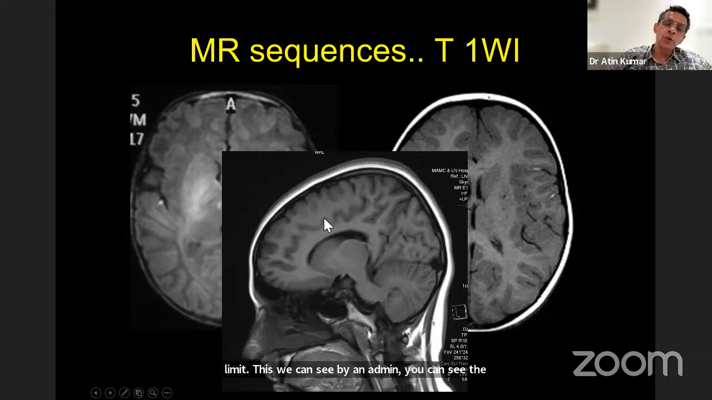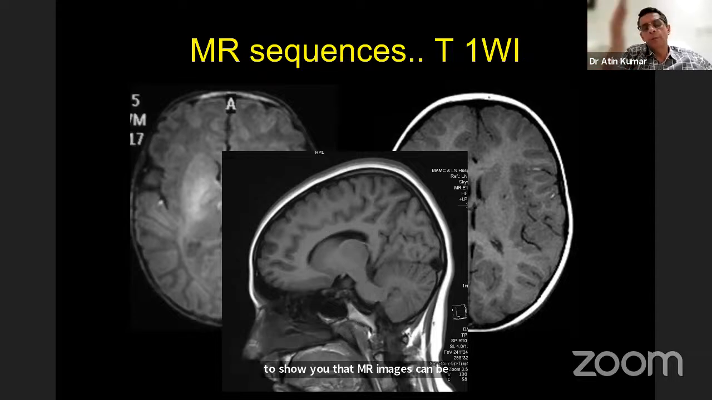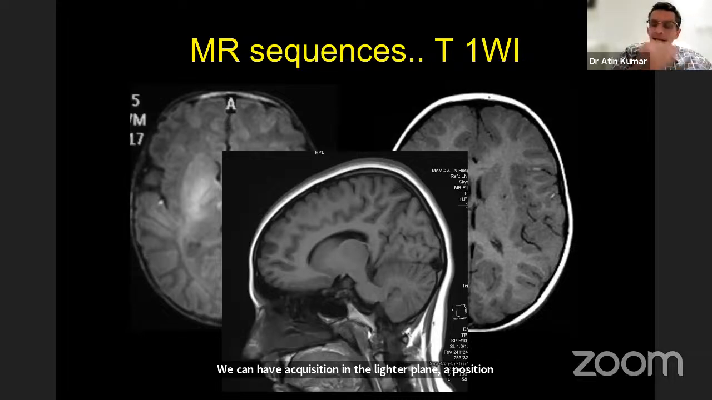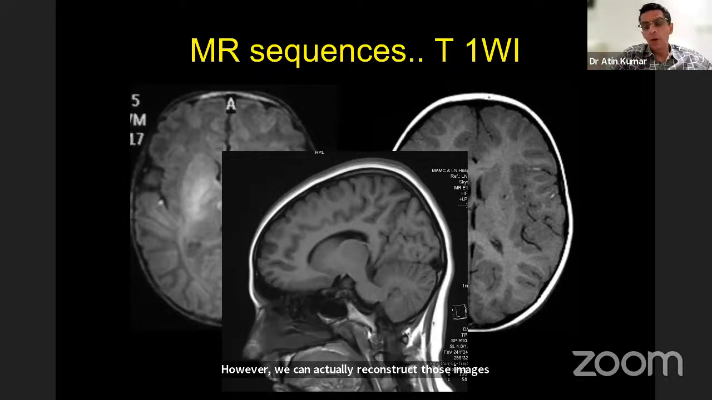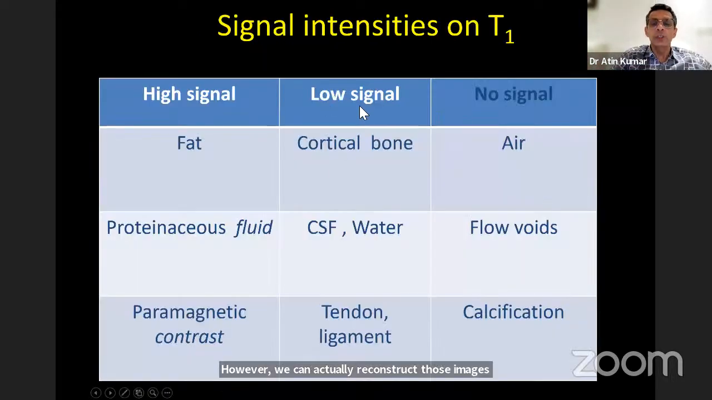This is just to show you that MR images can be acquired in any plane which we want. We can have an acquisition in the sagittal plane, the coronal plane, or the axial plane, whereas practically speaking, a CT scan is acquired only in the axial plane. However, we can actually reconstruct those images in the coronal and sagittal planes also. So let's see what we have learned on T1 weighted image.